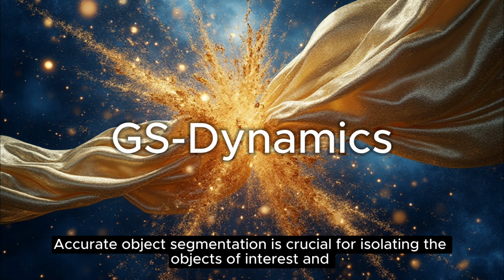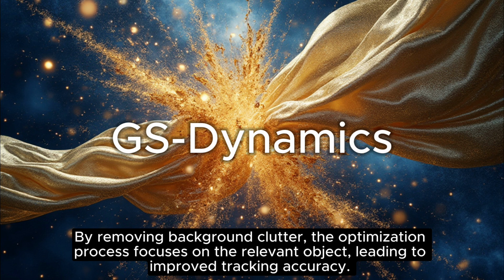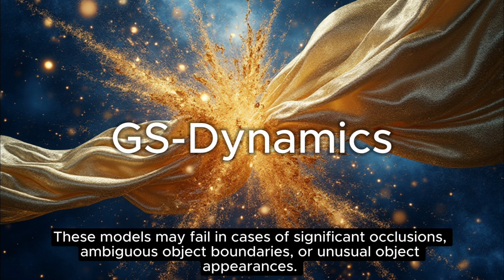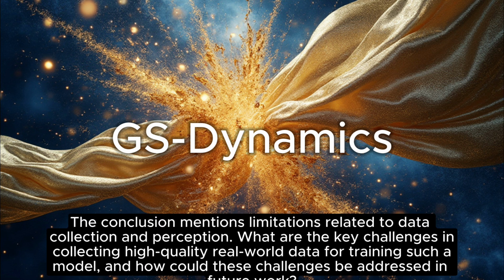Accurate object segmentation is crucial for isolating the objects of interest and improving the efficiency of the 3D Gaussian optimization. By removing background clutter, the optimization process focuses on the relevant object, leading to improved tracking accuracy. However, relying on pre-trained models introduces potential limitations. These models may fail in cases of significant occlusions, ambiguous object boundaries, or unusual object appearances. The performance of the overall framework is therefore sensitive to the accuracy of the segmentation results. The conclusion mentions limitations related to data collection and perception.